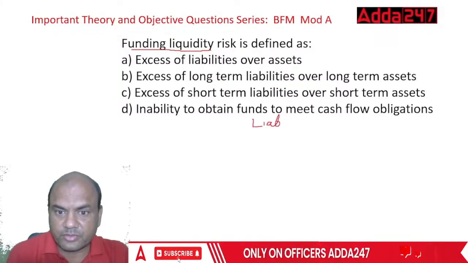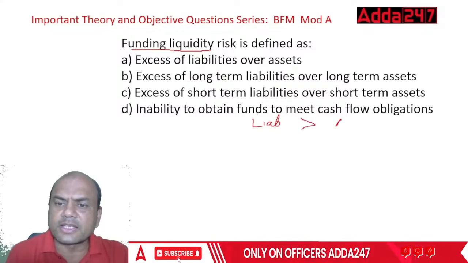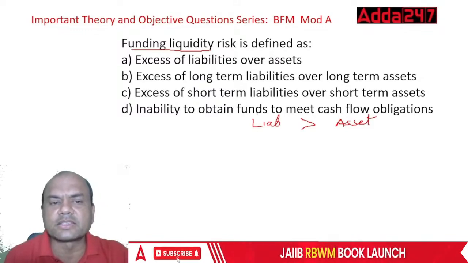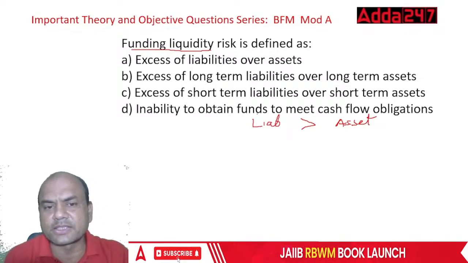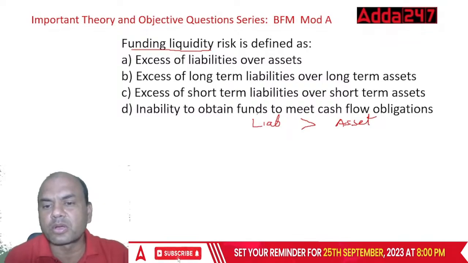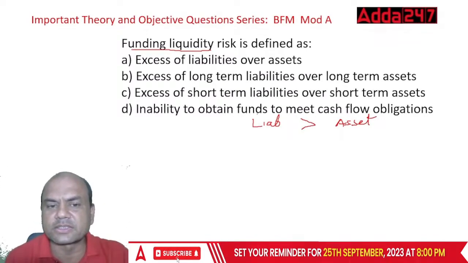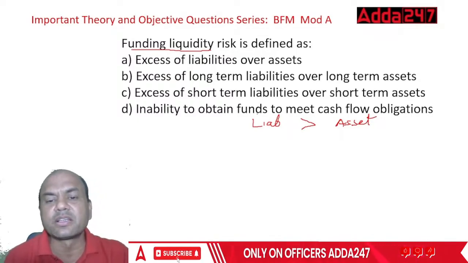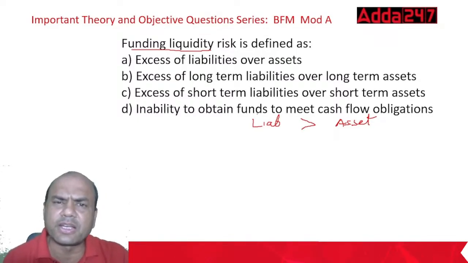Liabilities greater than assets. In all the cases, the logic is the same. Liabilities are greater than assets here. Over here, excess liabilities over assets. Here, long term over long term, but after all, the same. Liabilities and assets, short term over short term. The logic is the same: liabilities over assets. So the logic is liabilities are more than assets. So definitely that is the answer.